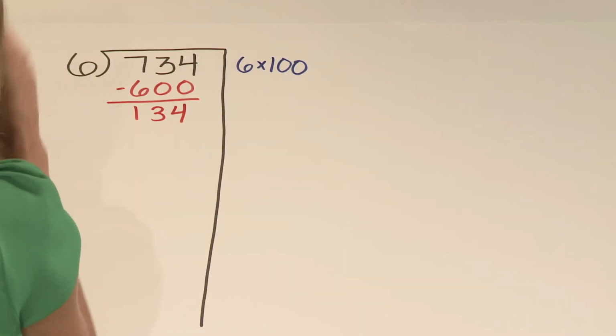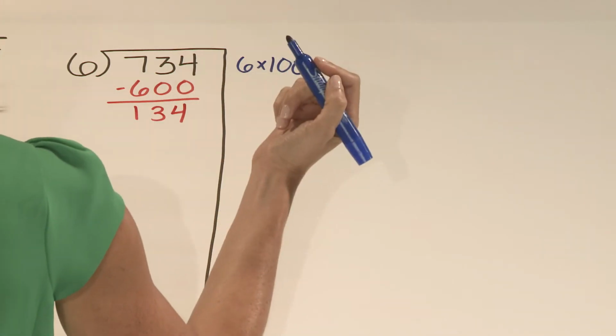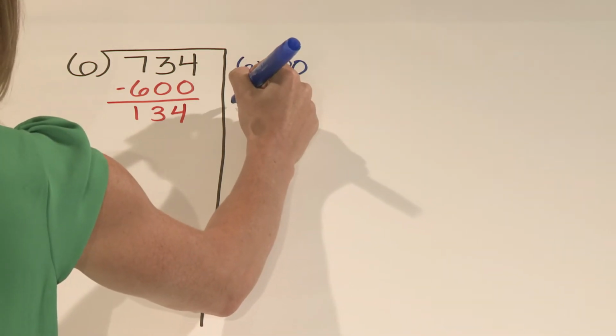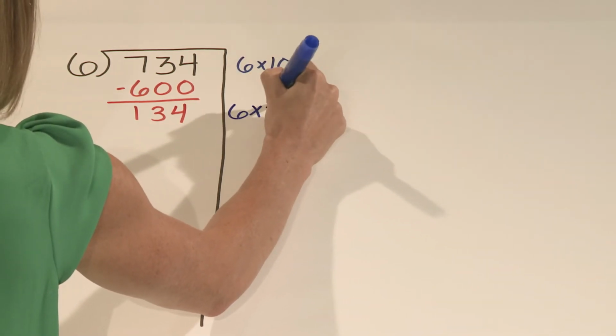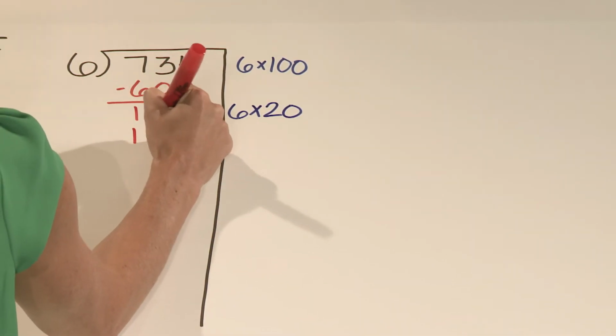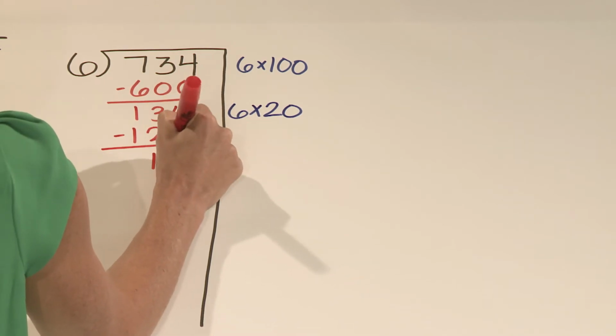So now I'm thinking of how many groups of 6 I can make out of 134. Now I'm going to think of a number that can get me close to that, so possibly 20 would work. I'm going to do 6 times 20, which gets me 120. I'm going to subtract these numbers, and it leaves me with 14.